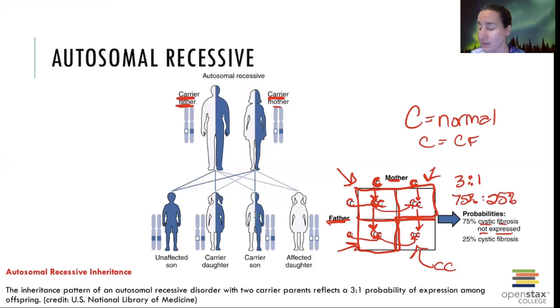So if we had parents that were both carriers, the likelihood of their offspring expressing cystic fibrosis, of them having a child that has cystic fibrosis, is a 1 in 4 chance, or a 25% chance, with those parents who are carriers.